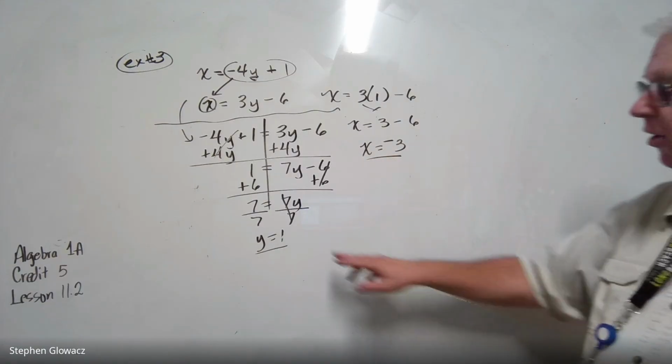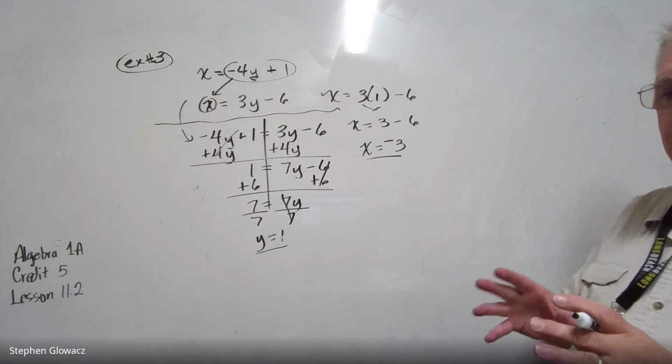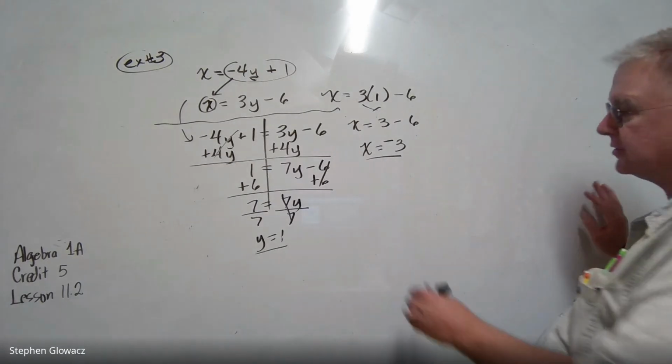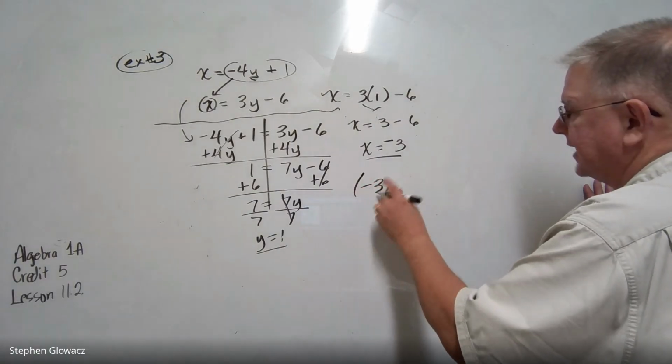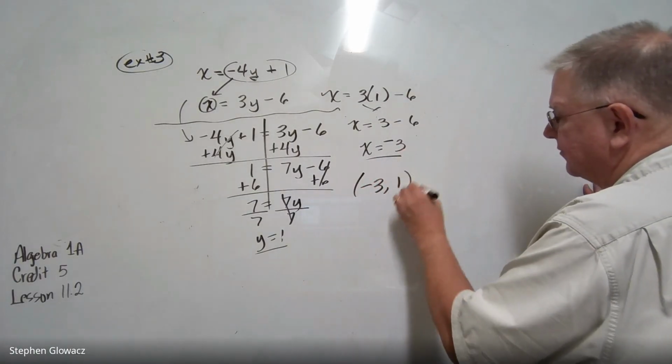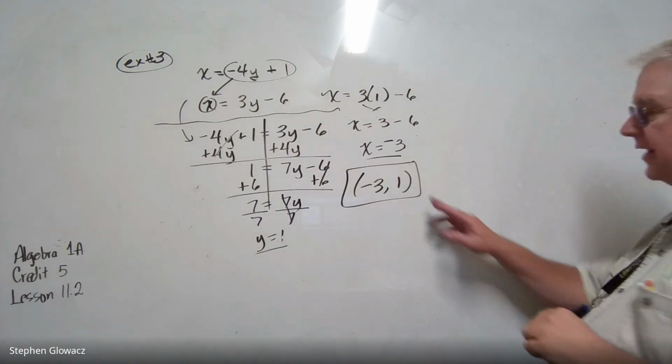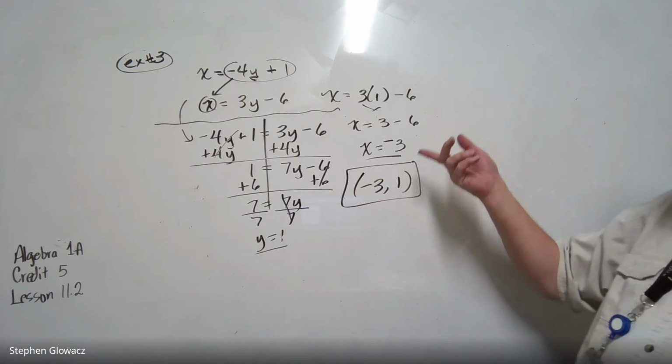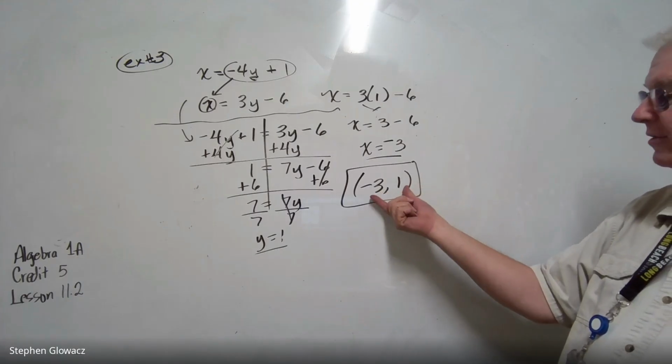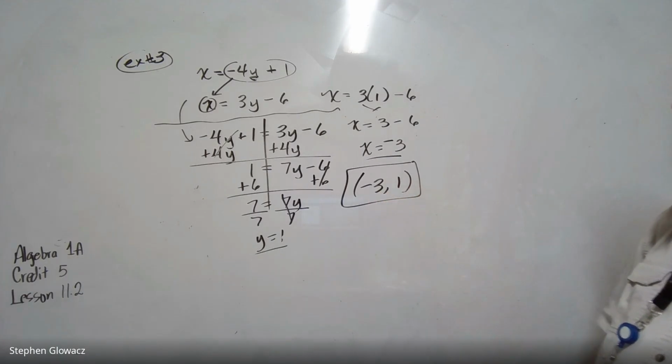Now, even though we solved for y first, when we write our ordered pair, we always put x first. So x is -3, y is +1. And our answer, -3 and 1. In other words, if we were to graph these two lines, they would intersect at the point -3 and 1.